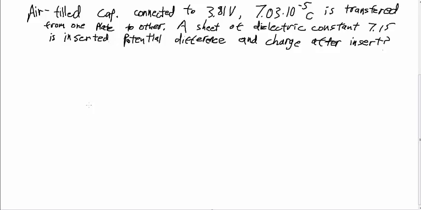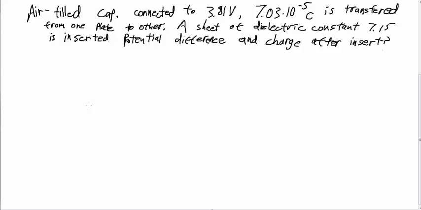Here's our setup here. We got a capacitor, and we're told how much charge goes on it at a certain voltage. So right there we can figure out its capacitance if we want. So let's just take note of that. I want to approach this a long way first.